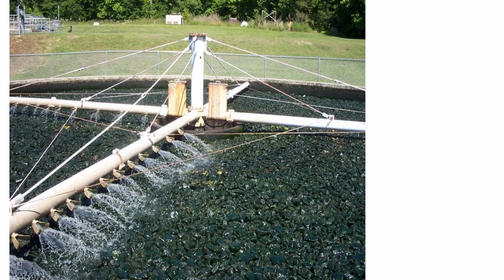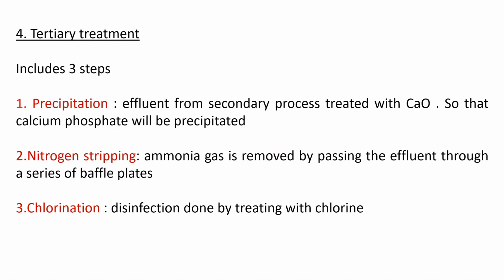Also, we have another figure of trickling filter. This is our rotating distributor and side arms, 4 side arms we have, and each side arm contains sprinklers. Water is uniformly spread into the filtering medium. This is our filtering medium.